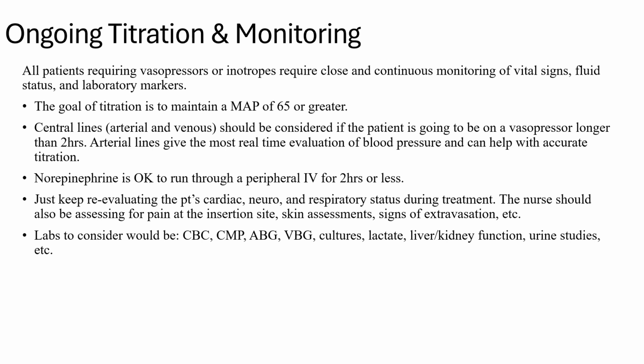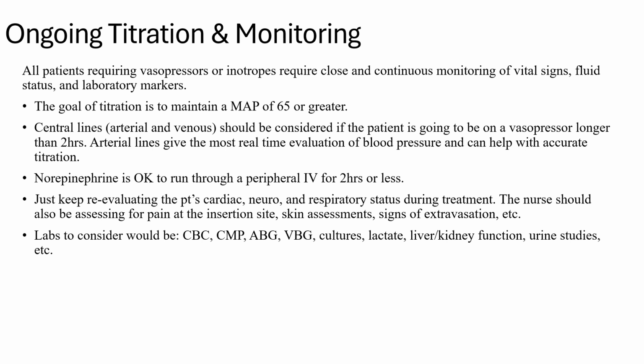As we talked about already, the goal of titration is to maintain a MAP of 65 or greater. Central lines, arterial and venous, should be considered if the patient is going to be on a vasopressor longer than 2 hours. In our facility, norepinephrine is okay to run through a peripheral IV for 2 hours or less. So if the patient's going to be on it for longer than 2 hours, we really need to consider a central line. And we talked about this a little bit, right? If these things extravasate, we can have some really bad tissue necrosis.